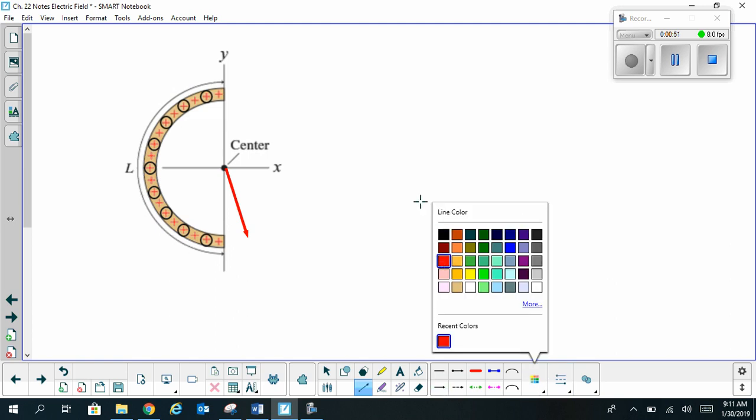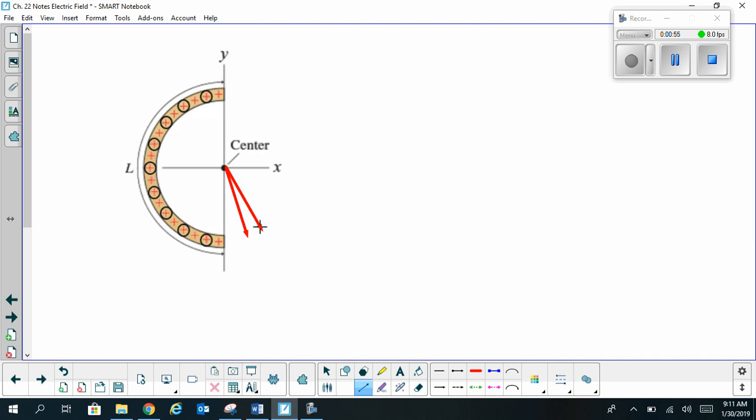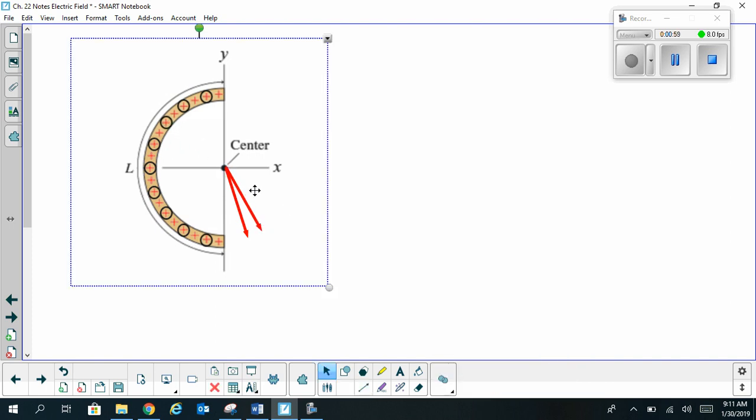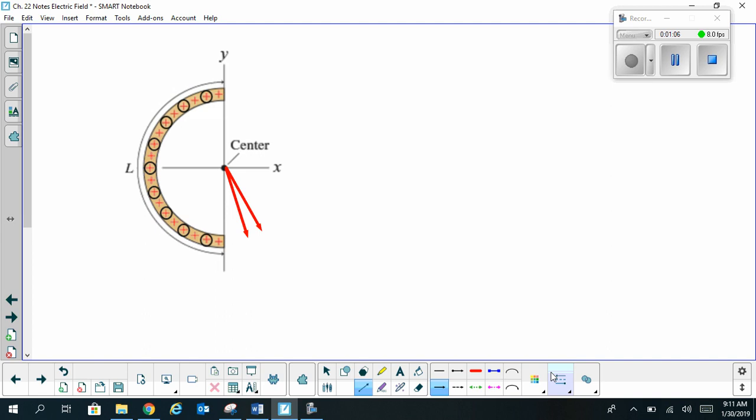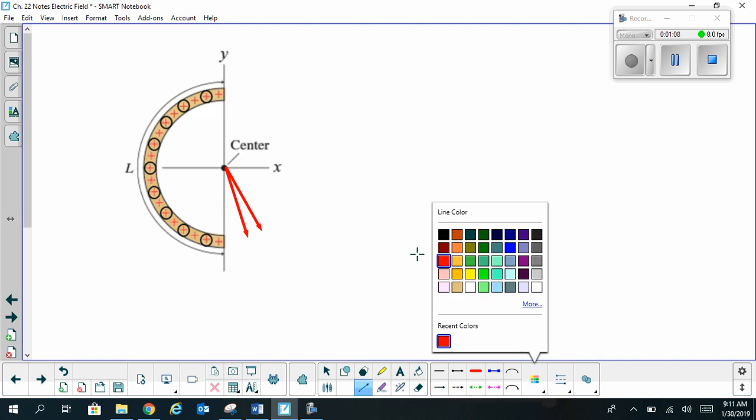And each one of those is going to contribute. Each one of these charges is going to contribute to the electric field. So that one might look something like this. This one might look something like this. You get the picture. And let's do another one down here on the bottom on the other side so that you can see what that one looks like as well. So maybe I'll do this one.